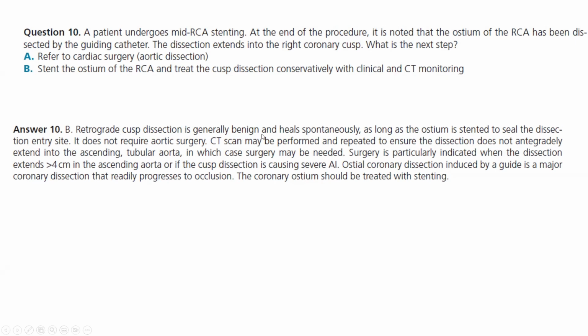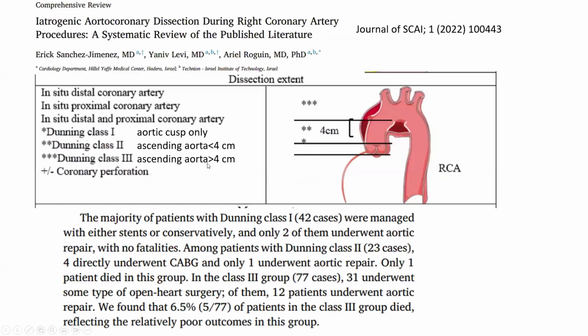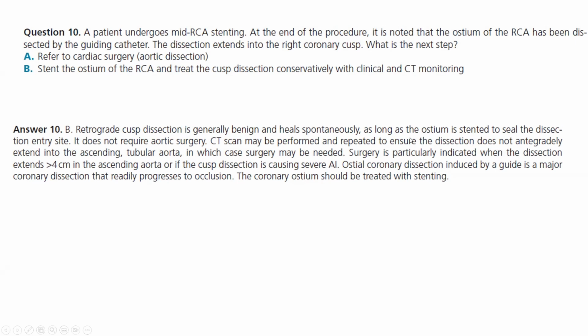Retrograde cusp dissection is generally benign and heals spontaneously, as it is in this series. As long as the ostium is stented to seal the dissection entry site, it does not require aortic surgery. CT scan is performed and repeated to ensure the dissection does not antegrade extend to the ascending tubular aorta, in which case surgery may be needed. Surgery is particularly needed when the dissection extends more than 4 centimeters in the ascending aorta, or if the cusp dissection is causing severe AI.